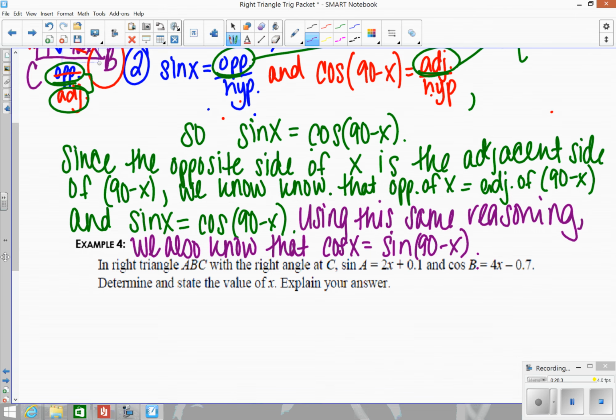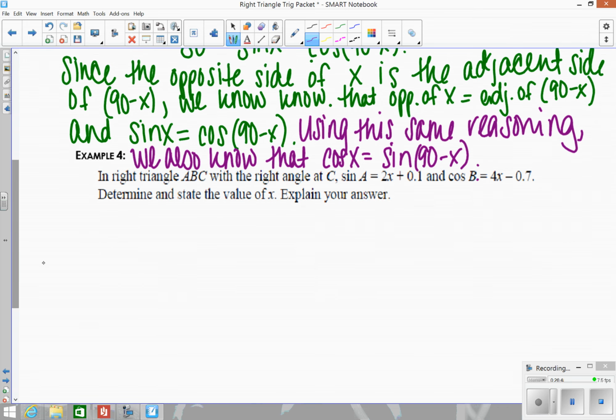Alright, the last example we're going to look at is much easier to explain. You're just trying to find the value of x. So when we look at this example, it says in right triangle ABC we have a right angle at C. So let's go ahead and sketch this picture out. A, B, and C, right angle at C. We know that the sine of A is equal to this, and the cosine of B is equal to 4x minus 0.7. Determine and state the value of x. So first thing is, we know that angle A and angle B must be complementary. So I'm going to go ahead and start with that.